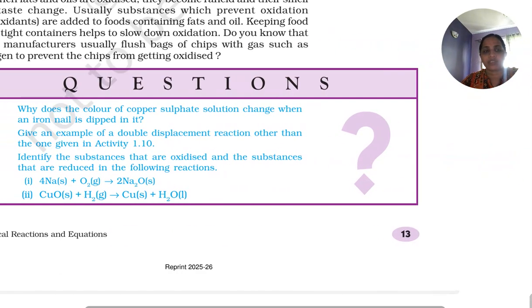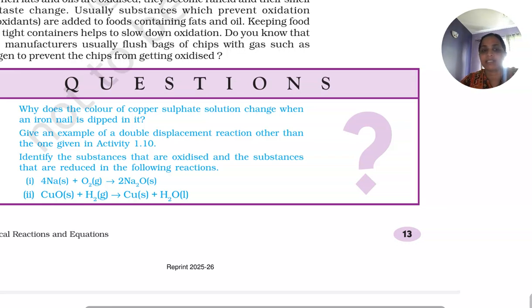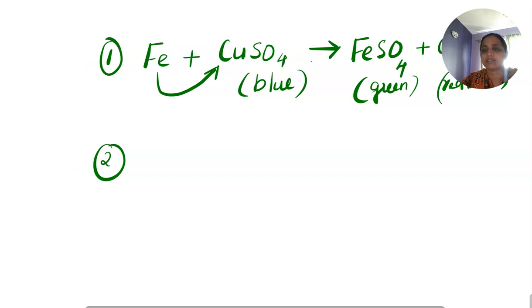So the second question: give an example of a double displacement reaction other than the one given in Activity 1.10. Okay, so 1.10 is a double displacement reaction. Actually, one example is given, that is lead nitrate plus potassium iodide. So other than that, they are asking for one more example.